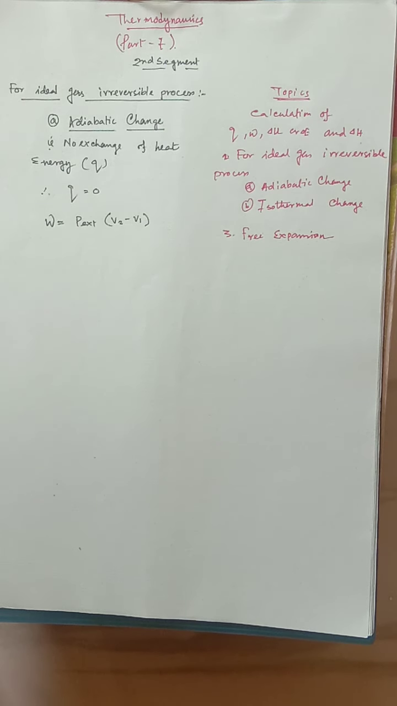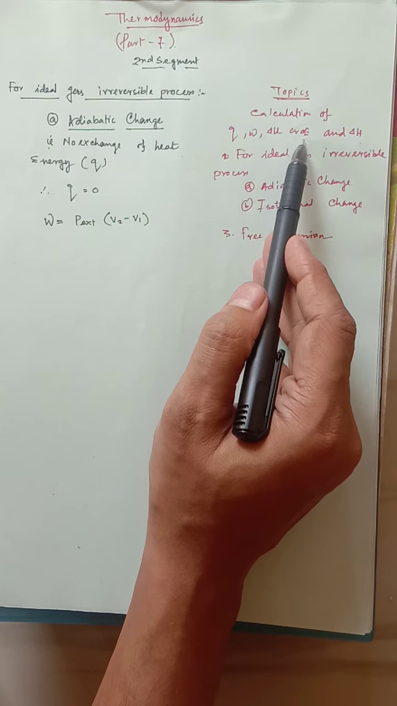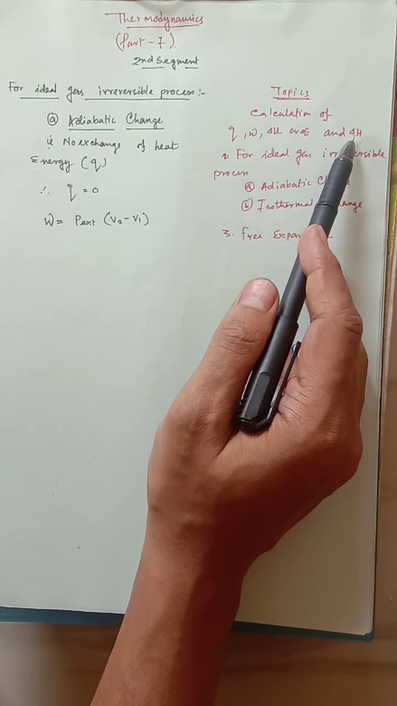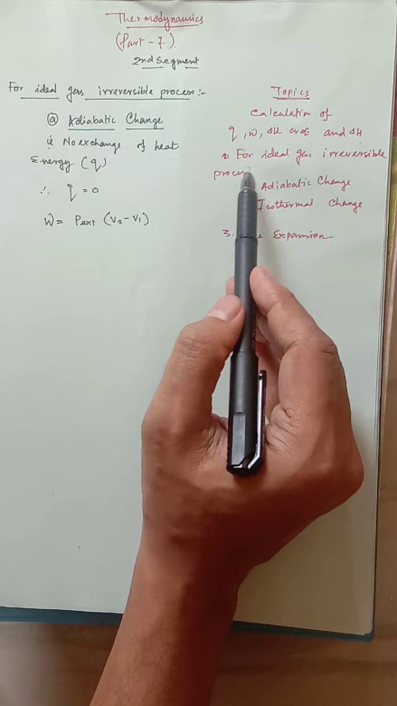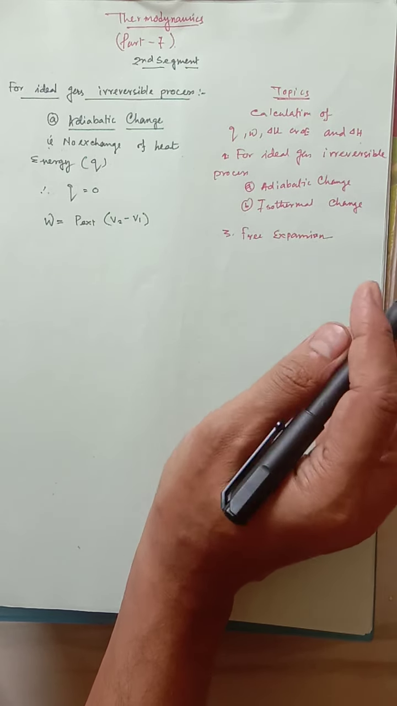In the second segment of part 7 of thermodynamics, we are going to discuss the remaining part of the first segment, that means part 7 first segment. We are going to discuss the calculation of Q, W, delta U or delta E, and delta H for an ideal gas: irreversible process, adiabatic change, isothermal change and free expansion.